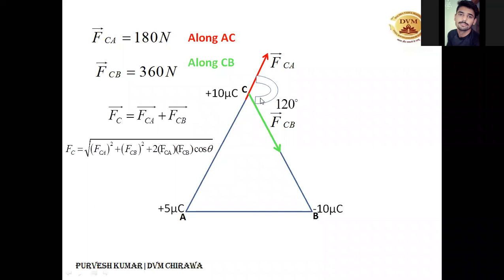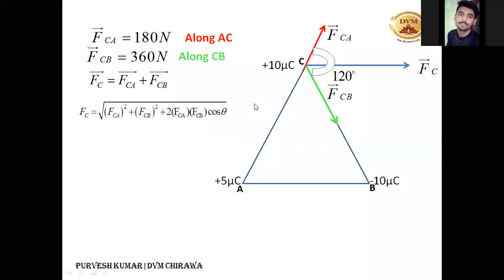We know this. So putting 120 degree over here and using the values of FCA and FCB that we have just calculated in the previous slide, I can find the magnitude of the resultant force on the charge placed at C. And this resultant will be somewhere over here. So I have marked it with the blue line, and it is my FC, somewhere the resultant in between these two forces. Now we need to find the magnitude. So the magnitude can be calculated like this.